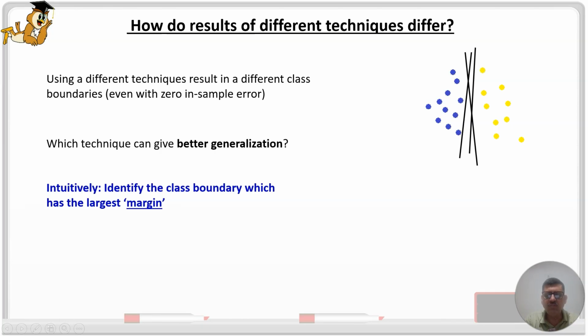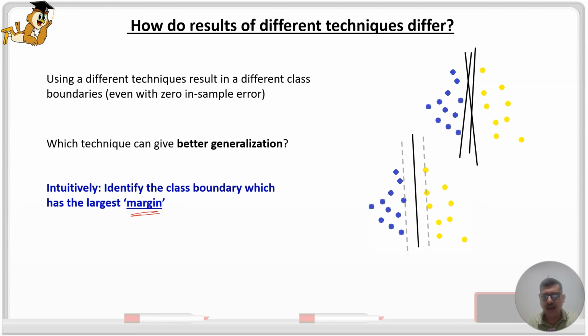Now, intuitively, what you would assume is that the class boundary that has the largest margin would give you the best generalization. Now, I have defined a new term over here called margin. So let us see what I mean by this margin. You have this data, and let us say you have a class boundary that you came up with using some technique.